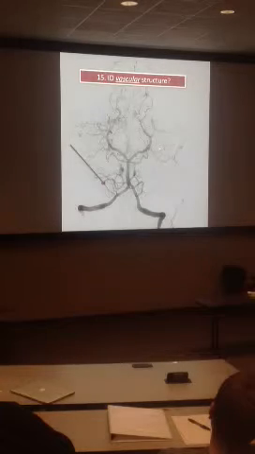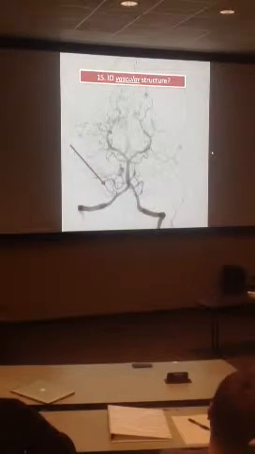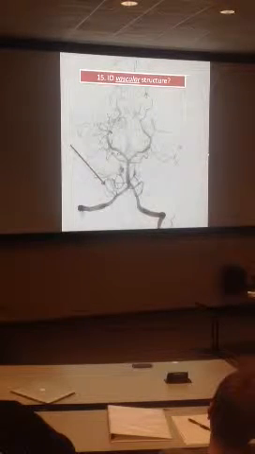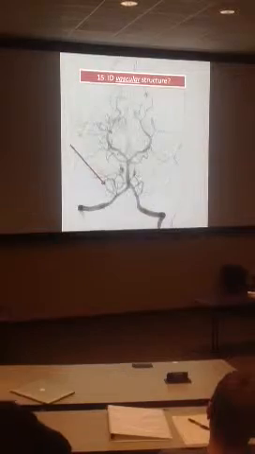That's pretty easy. All right, so what is this artery? PICA, right? So why is it PICA, not AICA? Because it's coming up off the vertebral. Okay, vertebral.